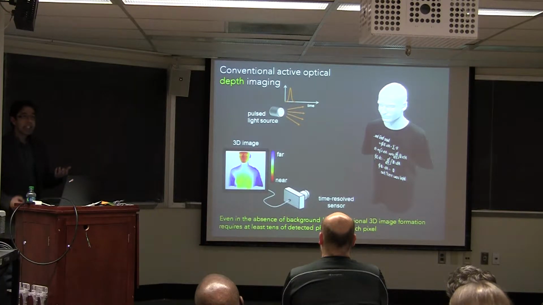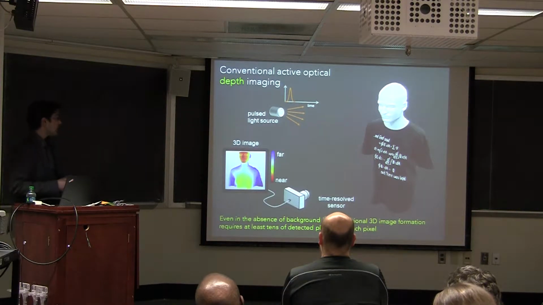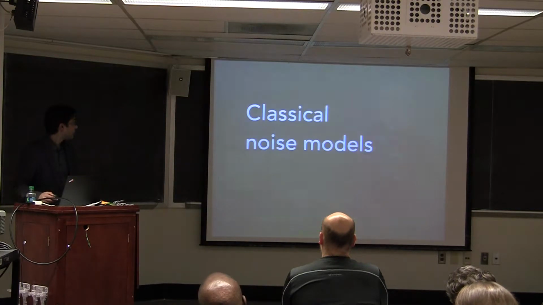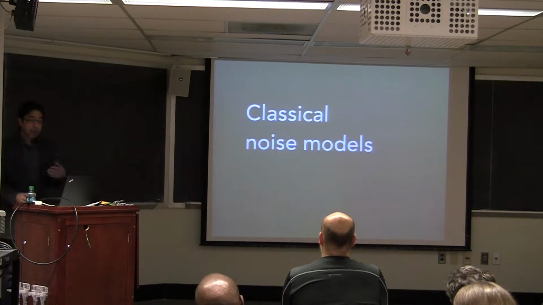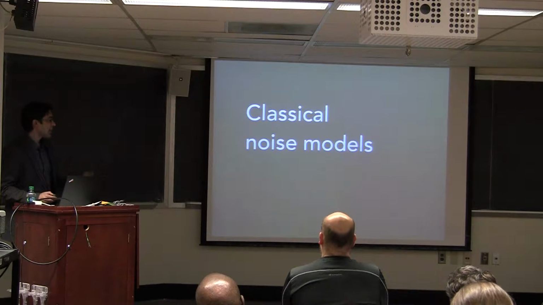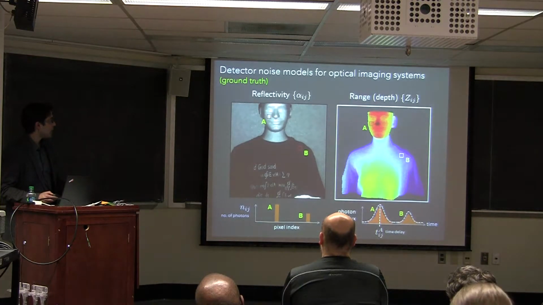All right, so even in the absence of background light, this kind of traditional method of image formation is going to require, let's say, tens of photons per pixel to get reasonably accurate depth maps. These conventional methods are fundamentally noise limited, so let's talk quickly about how one might model the noise in the scene and apply denoising methods based on those noise models.